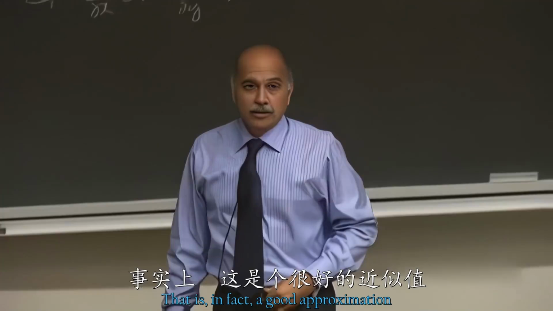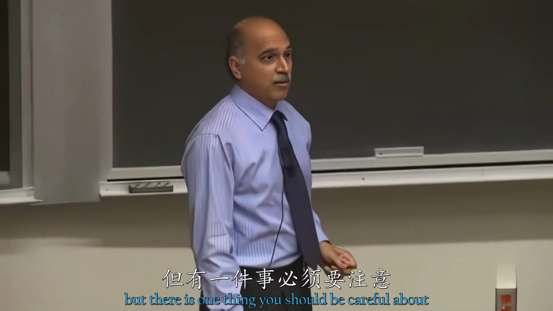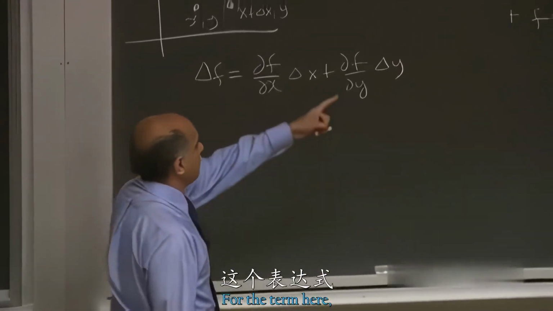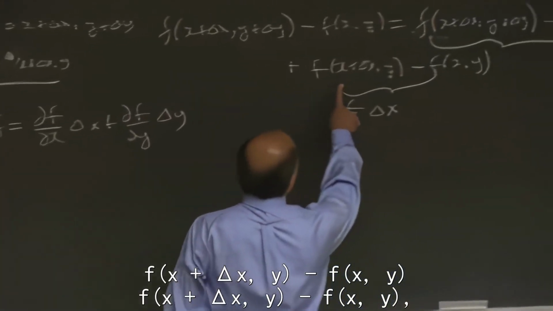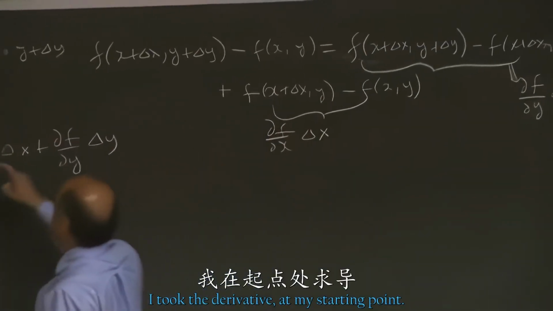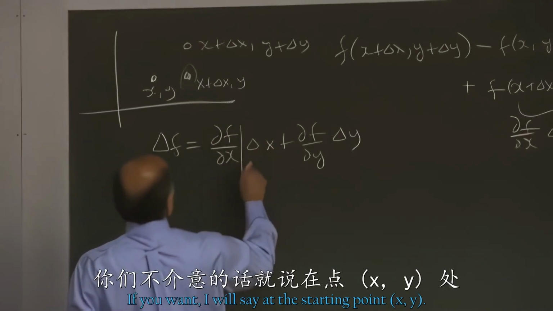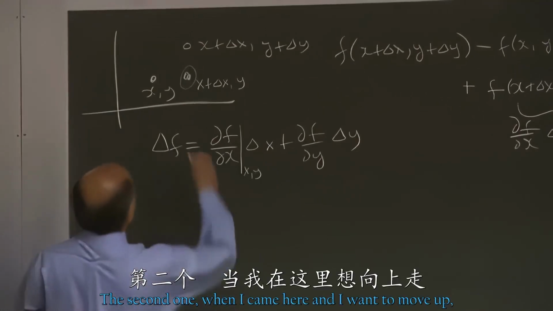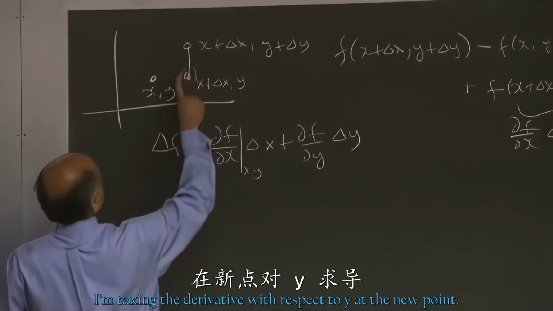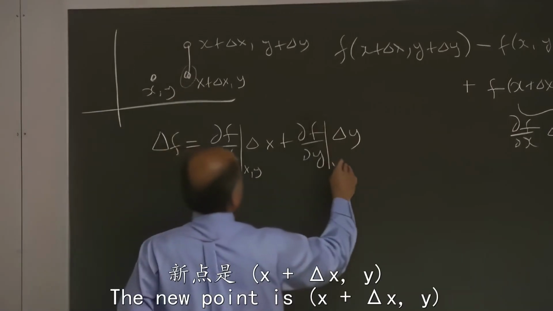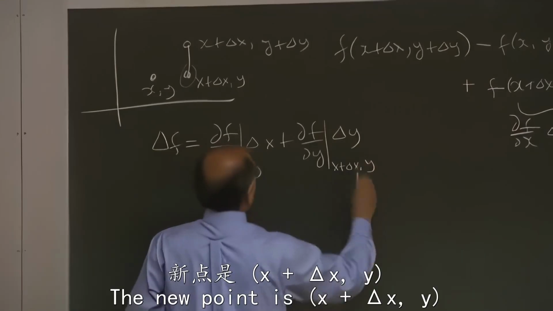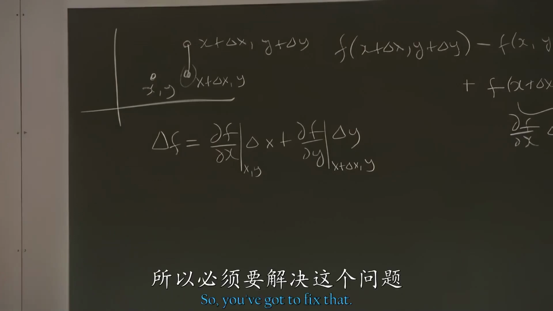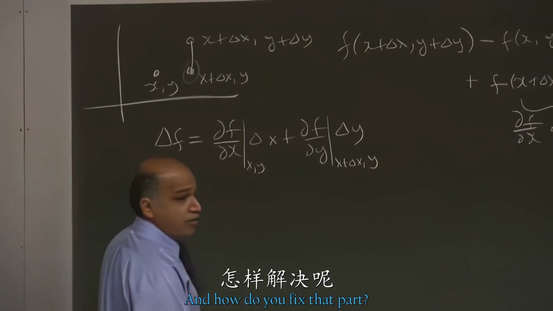So that is, in fact, a good approximation, but there is one thing you should be careful about, which has to do with where the derivatives are really taken. For the term f of x plus delta x, y minus f of xy, I took the derivative at my starting point xy. The second one, when I came here and I want to move up, I'm taking the derivative with respect to y at the new point. The new point is at x plus delta x, comma y. So derivatives are not quite taken at the same point. So you got to fix that. And how do you fix that part?